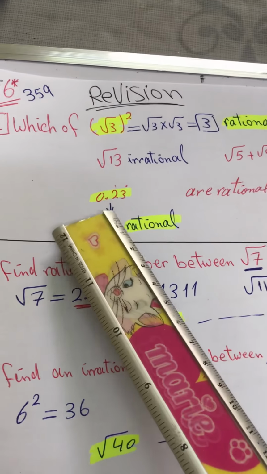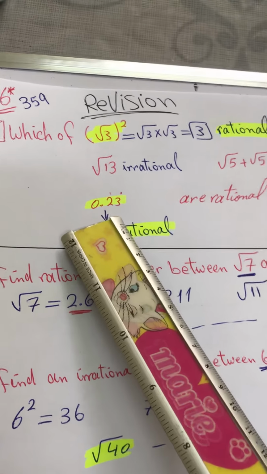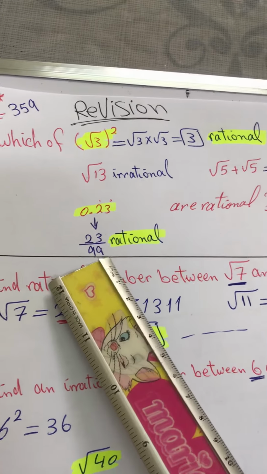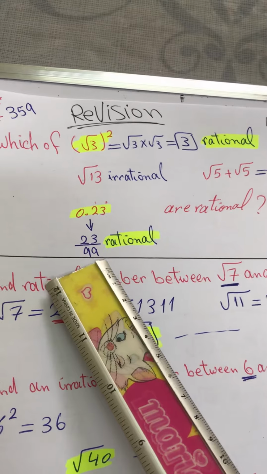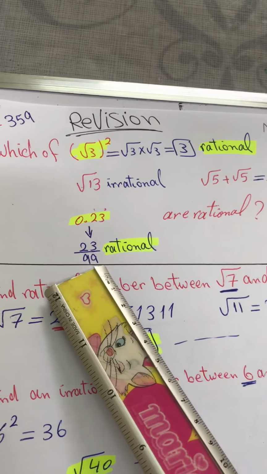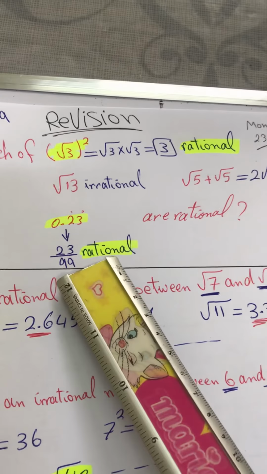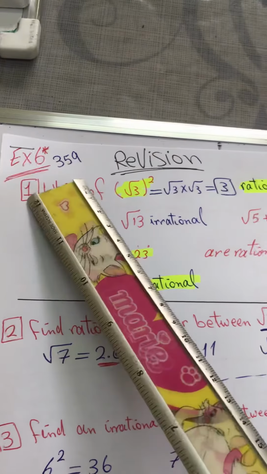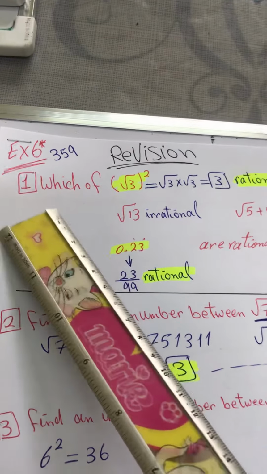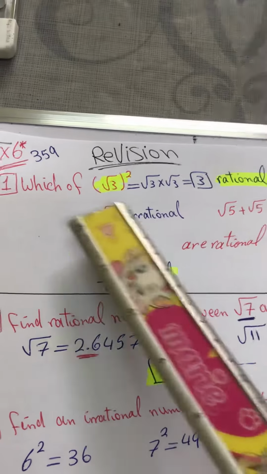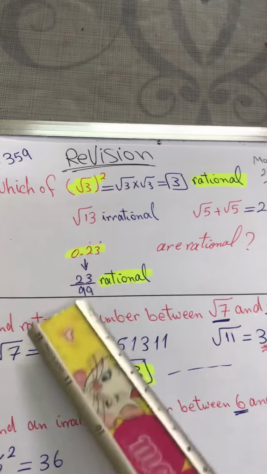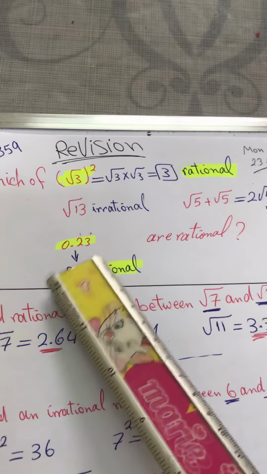Here I have 0.23 recurring decimal. So when we solve it, it will be 23 over 99. So I can put it as fraction a over b, but b not equal 0. So it is a rational number. So in question 1, exercise 6 star, page 359, what are the rational numbers in question 1? The first, square root of 3 power 2, and recurring decimal 23.